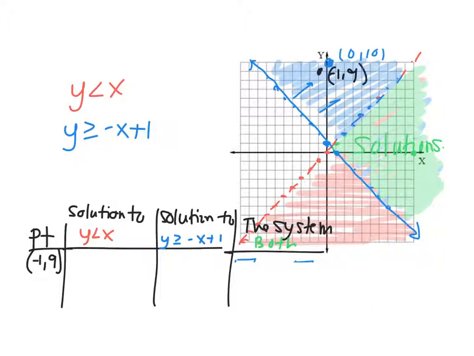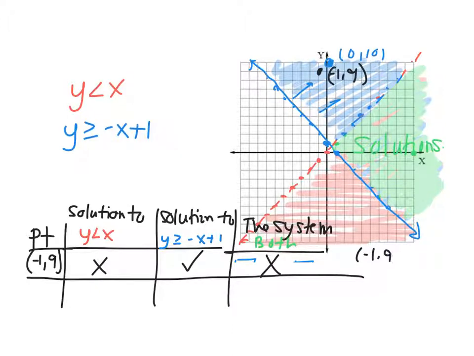Since negative 1, 9 is shaded in blue, that means it's going to be a solution to the blue inequality. That point right here is not shaded in red, so it is not a solution to the red inequality. If it's not a solution to both of them, it is not a solution to the system. We can check that algebraically. If we were to plug the point negative 1, 9 into the system, it does not satisfy both original inequalities. 9 is not less than negative 1, so it's not a solution to the entire system.